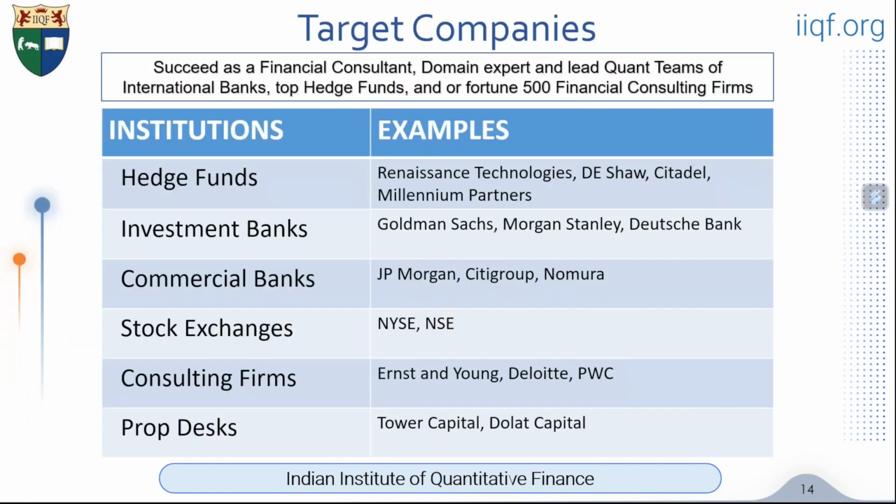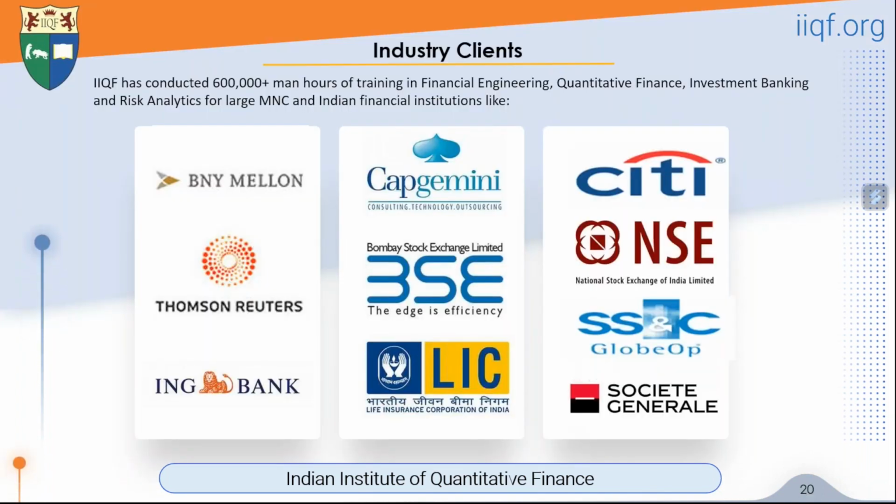So if you're doing these courses, you can target jobs in hedge funds like Renaissance Technologies, D. E. Shaw, Citadel, Millennium Partners, investment banks like Goldman Sachs, Morgan Stanley, Deutsche Bank, commercial banks like JP Morgan, Citibank, Nomura, stock exchanges like NSE, NYSE, etc. You can go into consulting firms like EY, Deloitte, PwC, etc. And of course, you can go into prop desks like Tower Capital, Dolat Capital, to name a few, right? So there is a lot of opportunity to be taken.